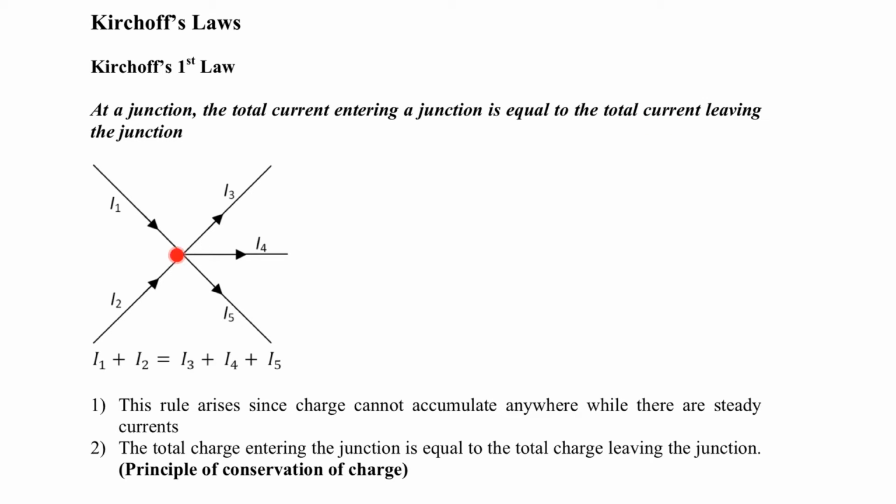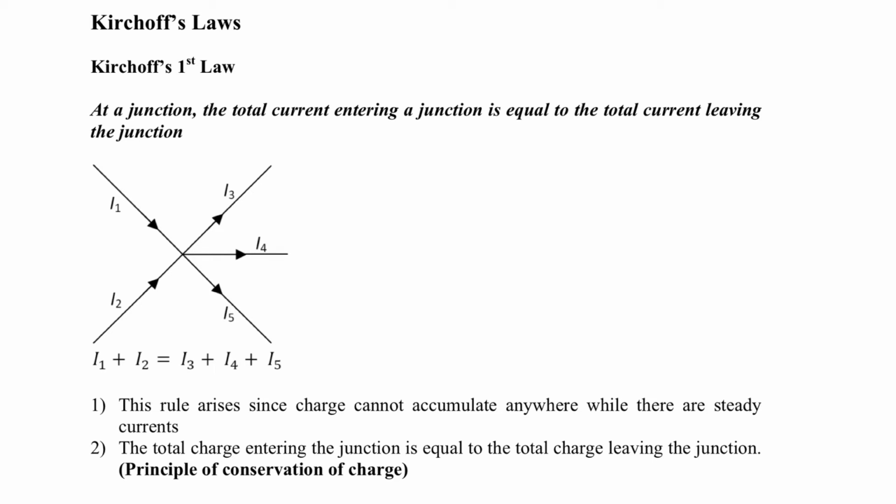For example, let's say we take this as a junction. You notice what are the currents entering? I1 and I2, right? And what currents are leaving? I3, I4, I5. So if you total up all the currents entering, which is I1 plus I2, it must be equal to the total current leaving, I3 plus I4 plus I5.